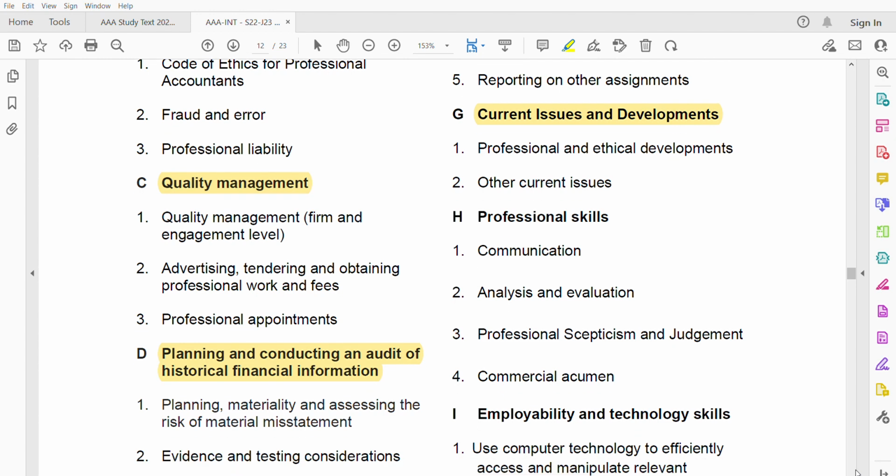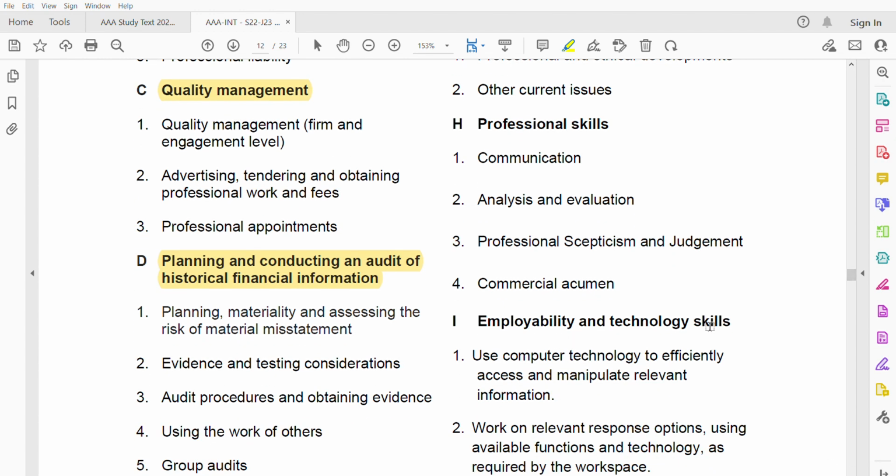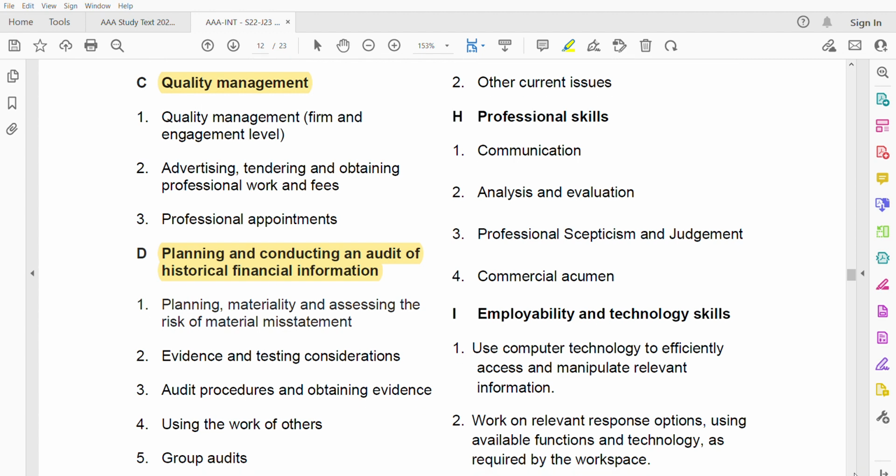And I is your employability and technology skills. This means basically how well you're using your CBE platform. Are you able to use Excel, Word, the functions that are given to you? Basically, that is not something which we need to work on. Anyway, when you do questions on a CBE platform, you will have the skills. Okay.